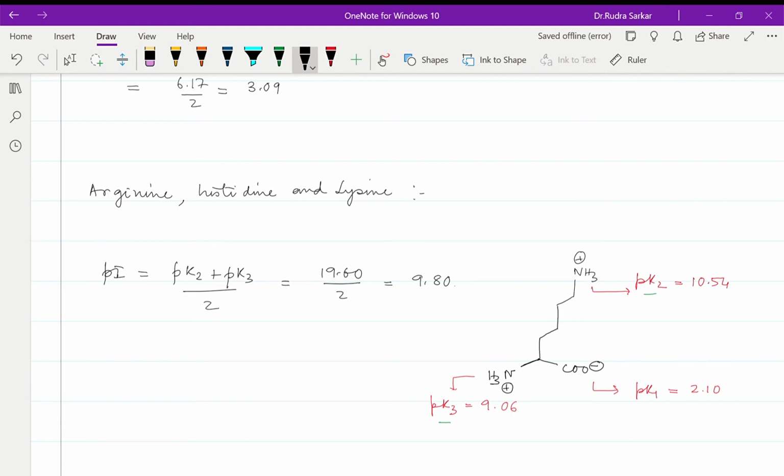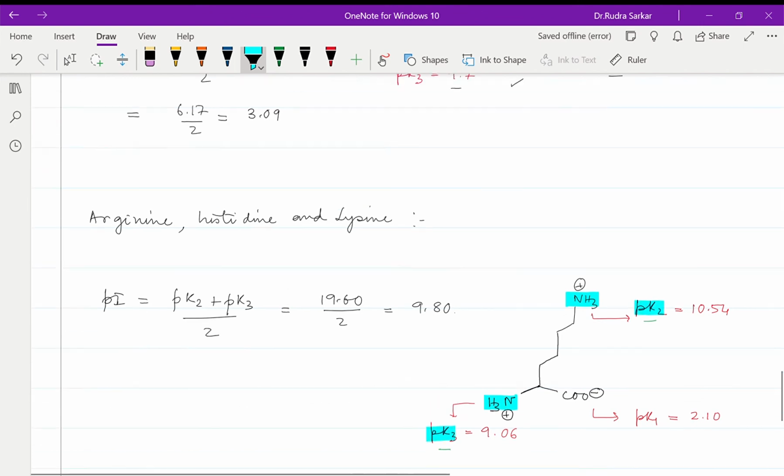and the pI will be 9.80. So the take home message is, whenever you have an amino acid having two common functionalities, as in the case of arginine or lysine, we can see it is NH3 plus and NH3 plus. COO minus is the uncommon group. So for calculation of pI, we will take the values of pKa3 and pKa2.